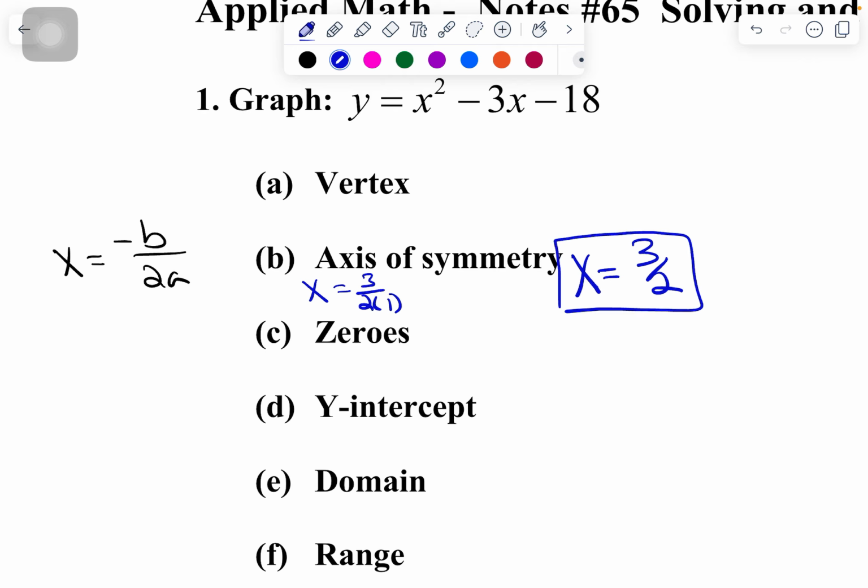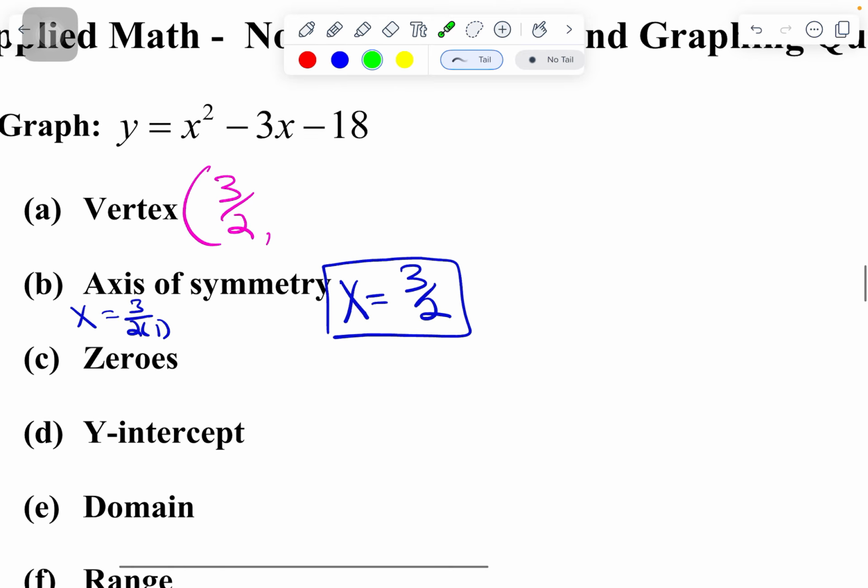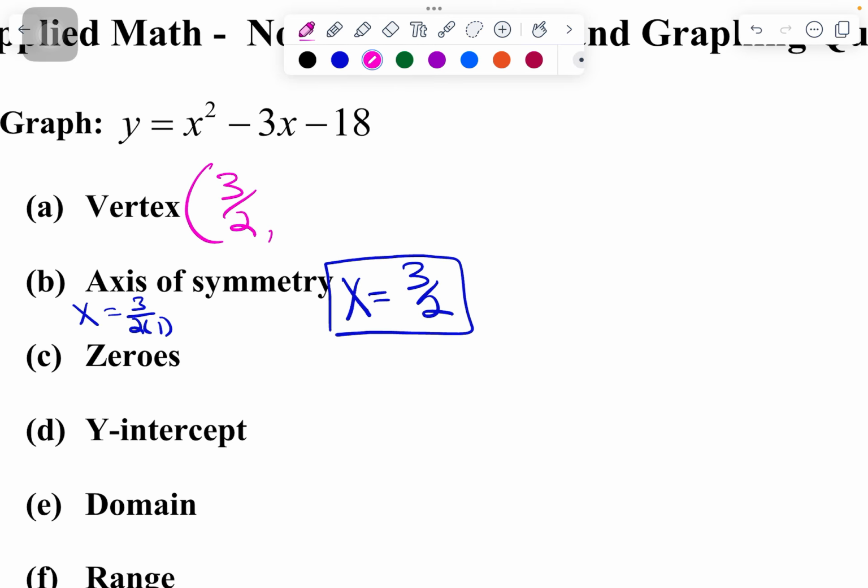Because we're going to be dealing with 3 over 2 as part of the vertex, I'm going to need to take this x value of 3 over 2 and put it in for those x's. The fractions aren't the hardest thing, but they're not terribly easy to work with either. So let's go ahead and deal with the fractions here. We need to find the y value of the vertex. So y is equal to, everywhere I have an x, I'm going to replace it with the 3 halves: x squared minus 3 times x, and then minus 18.